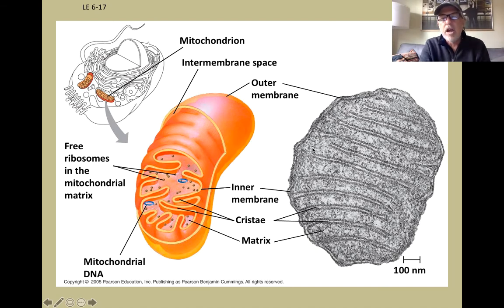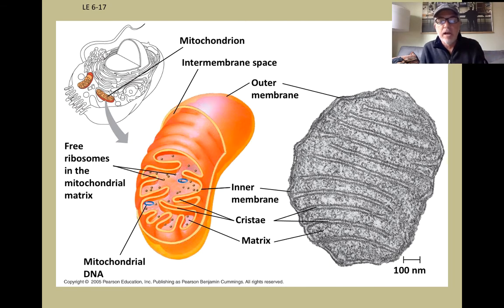This is what a mitochondrion looks like when you see it in an electron micrograph. And you can see the cristae poking in, and you can see the ribosomes. You cannot see the DNA in this micrograph. So that is the anatomy of a mitochondrion. I highly recommend that you pause this video and draw and label a diagram of the mitochondrion for yourself.